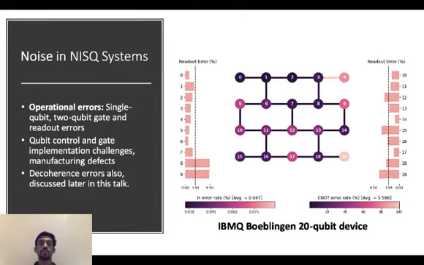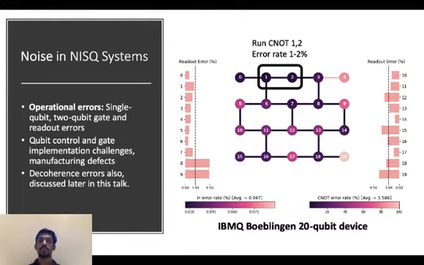Before we get into crosstalk and what it means, I'll give a brief background on noise in NISQ systems. Here we show the layout of qubits in IBM's 20-qubit Boeblingen system. The qubits here are the circles, and the edges show 2-qubit operations that we can perform in this system. For example, I can execute a controlled NOT gate, a CNOT gate, on qubits 1 and 2.